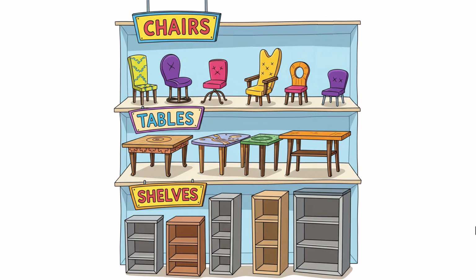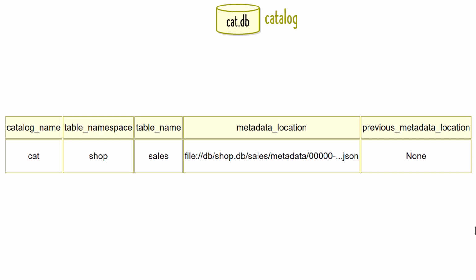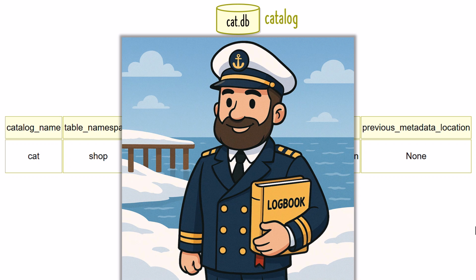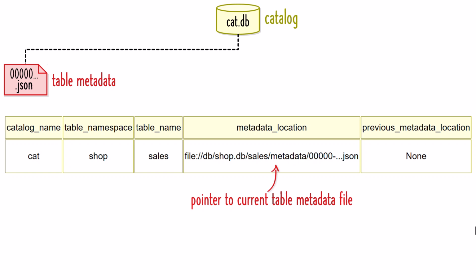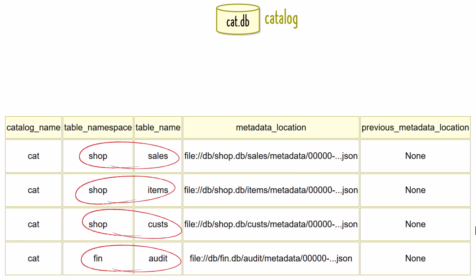My first step was to create an empty table by sending specs to an API. After the table was created, I queried the catalog. Just like how there's a bookmark to point to the current voyage, the catalog points to the current table metadata file. If I had other tables, my catalog would contain a row for each.